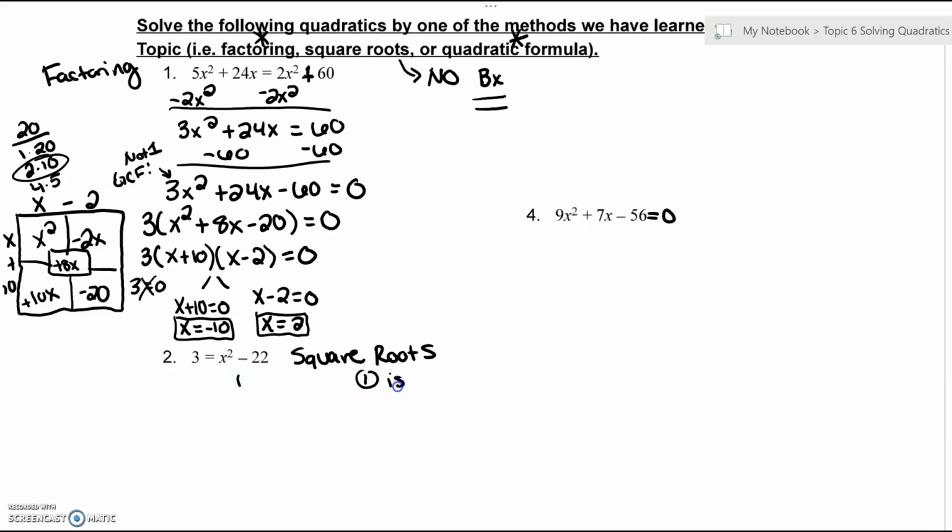Our first step is to isolate. So I'm going to get the x squared by itself by adding 22 to both sides. So now I have 25 equals x squared.